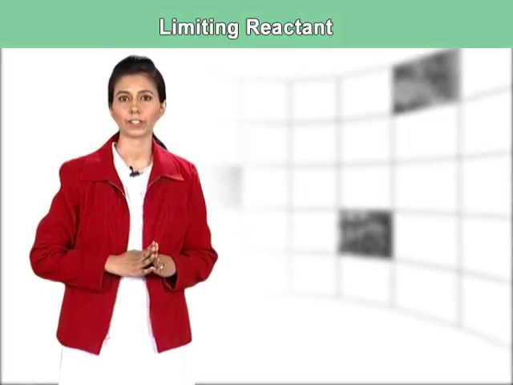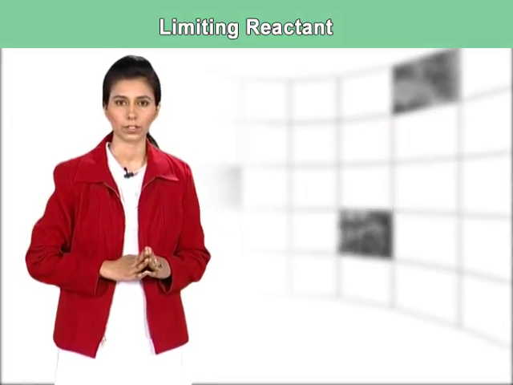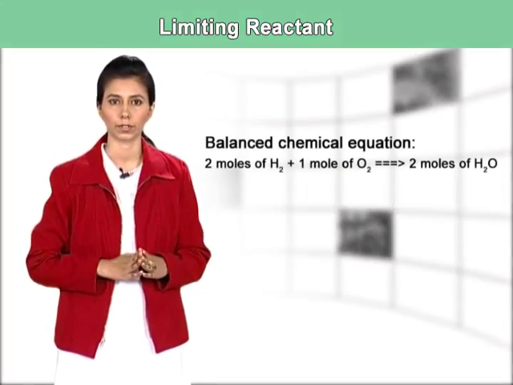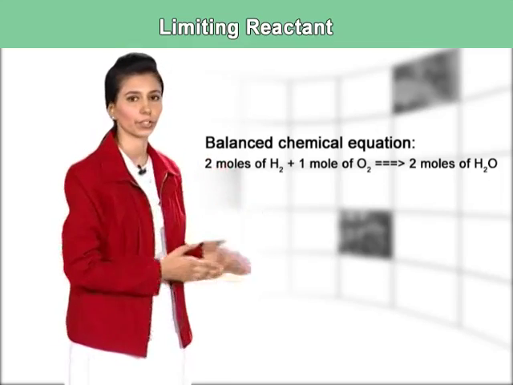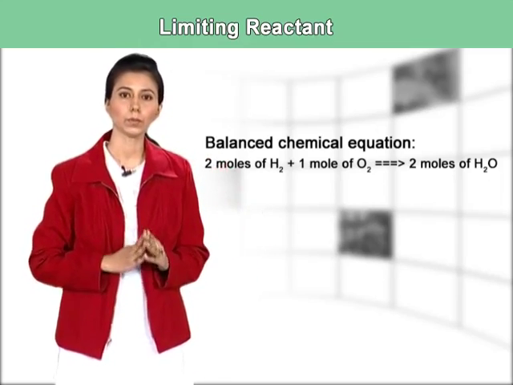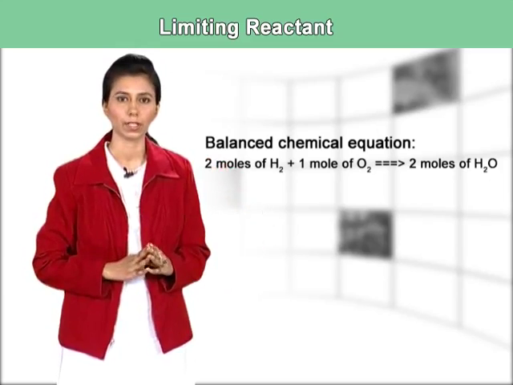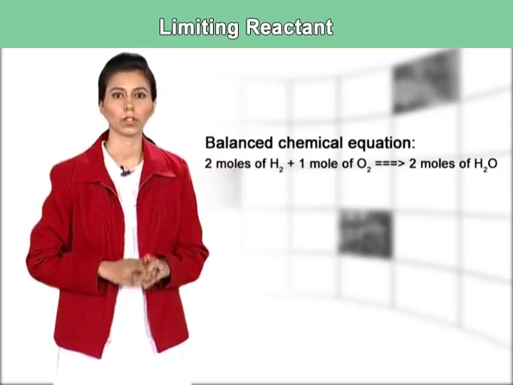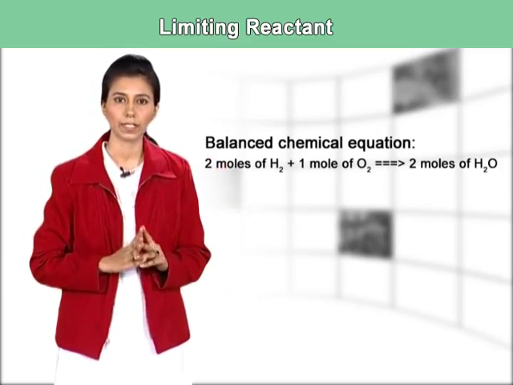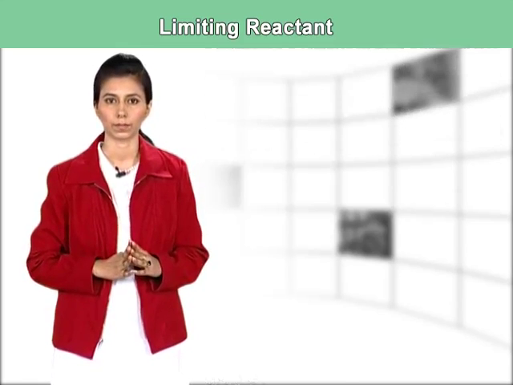Consider a chemical reaction between hydrogen and oxygen to produce water molecules. The balanced chemical equation suggests that 2 moles of molecular hydrogen reacts with 1 mole of molecular oxygen to give us 2 moles of water.